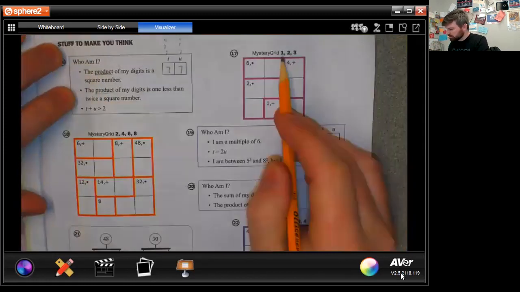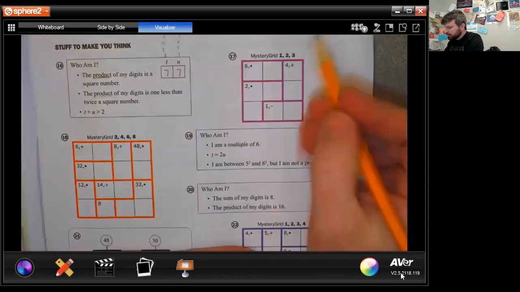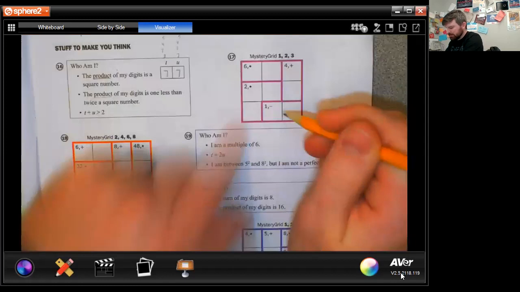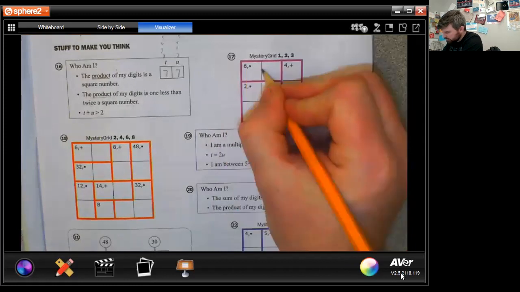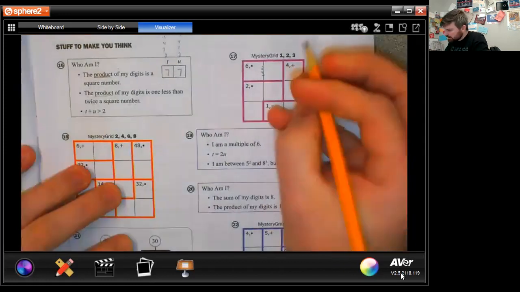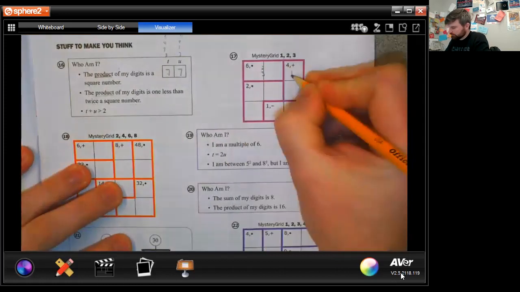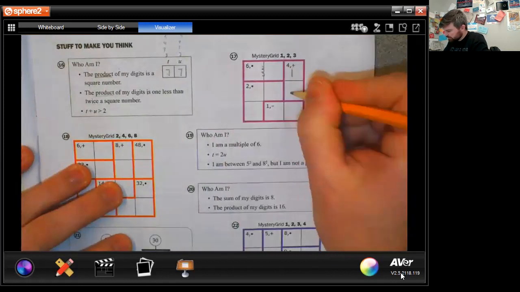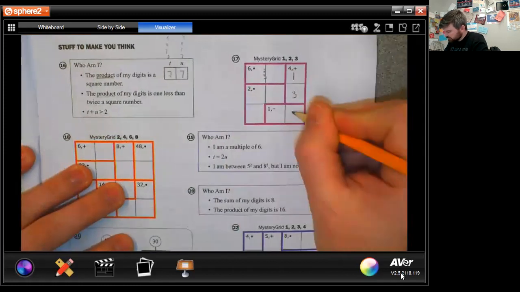Okay, mystery grid 1, 2, and 3. This is from the previous lesson, lesson 1 in unit 4. I have to have 1, 2, and 3 in every row and every column, and it tells me how to get each number. So to get 6, we're going to take 2 and 3, but I don't know which one they go in. So I know that 2 and 3 are going in this row, which means 1 has to go here. Since I need 4 with addition, this has to be 3. 3 plus 1 is 4.